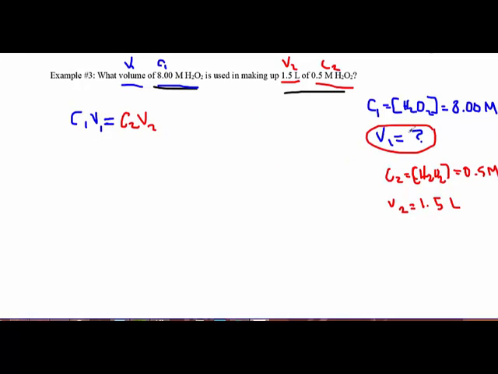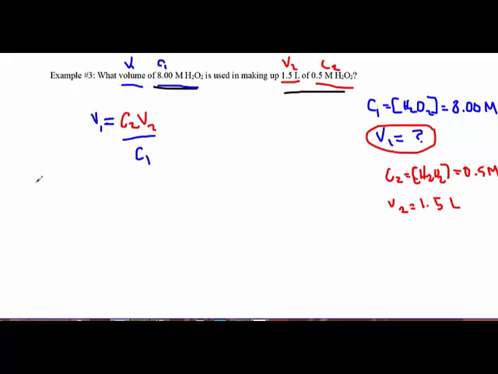So I have my formula here, and I can see that what I'm solving for is V1, which is on the left hand side of my formula. So I need to isolate V1 by dividing both sides by C1. When I divide both sides by C1, I rearrange my formula so that V1 is equal to C2V2 over C1, and I move that C1 down into the denominator. Now I have everything I need, and I'm ready to plug these values into my calculation.